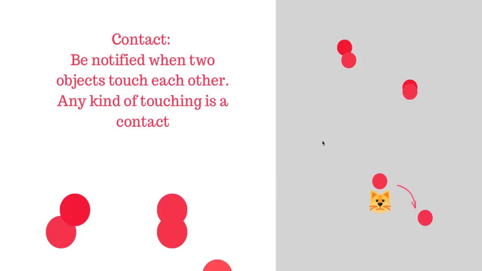For example, if two balls touch each other, they have a contact, and we may want to set some kind of notification. Also, we may want to be notified when a ball has touched a cat. So even a collision is a contact. So when the ball collides with a cat, that means it's made a contact. We may want to be notified for that.